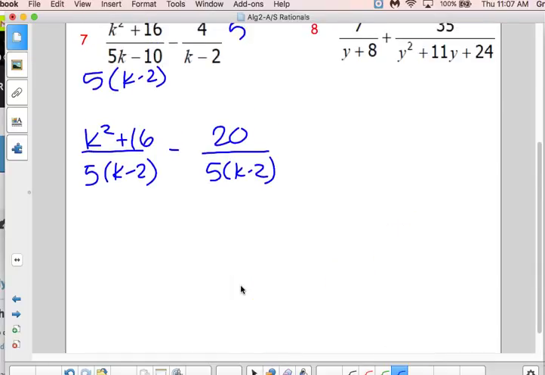Have we done any subtraction yet? No, not yet. So how many k squared? 1 k squared. What's our constant? Does our denominator change? No.